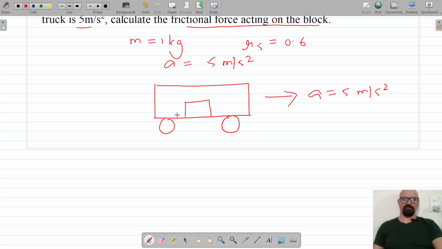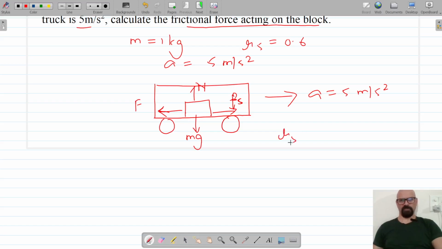So in this case, the force of friction would be in this direction. This is the force of static friction. This is the normal, and this is the weight which is acting vertically downwards, and this is the direction of the pseudo force.